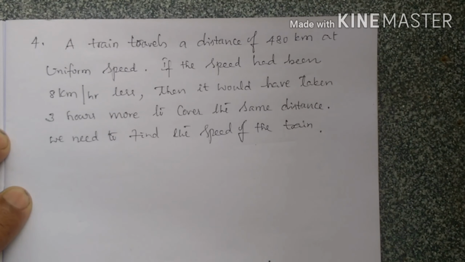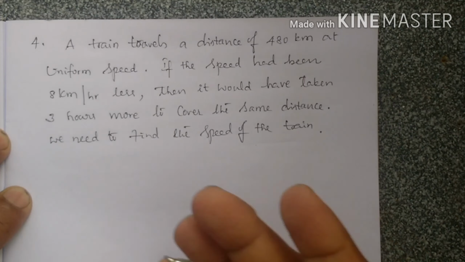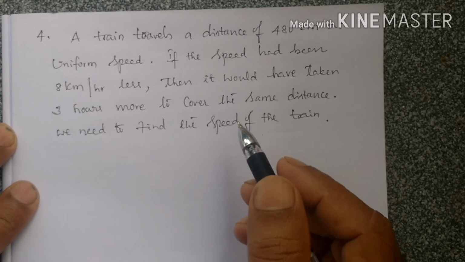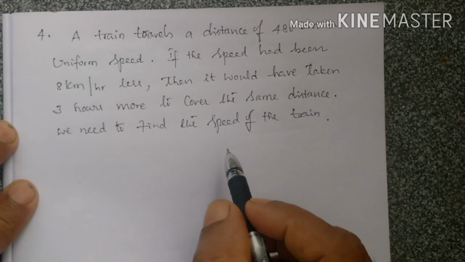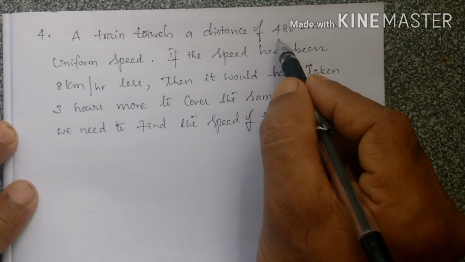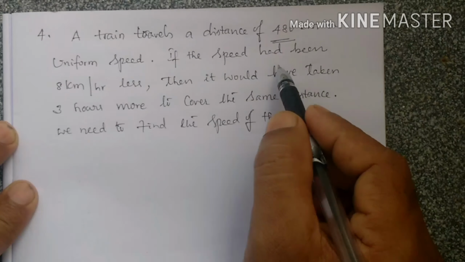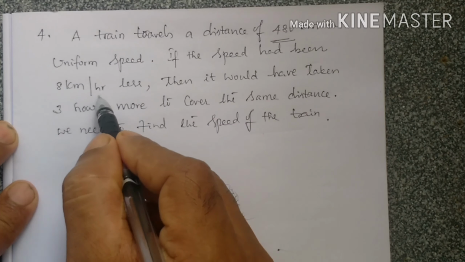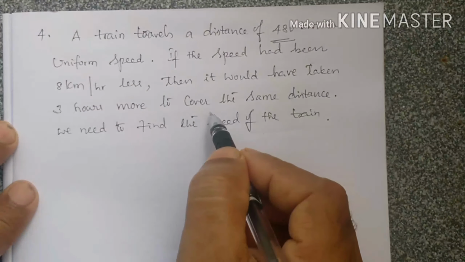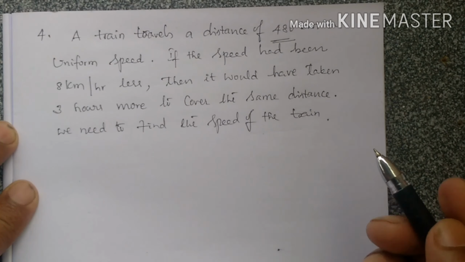Students, now I am going to take one more example related to framing the quadratic equation. So this is related to a speed, time and distance question. Here a train travels a distance of 480 km with uniform speed. If the speed had been 8 km per hour less, so definitely it is going to take some hours more, that is 3 hours more. So then we need to find the speed of the train.